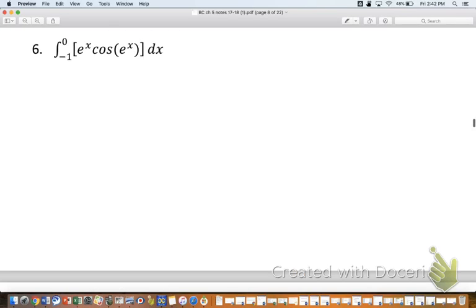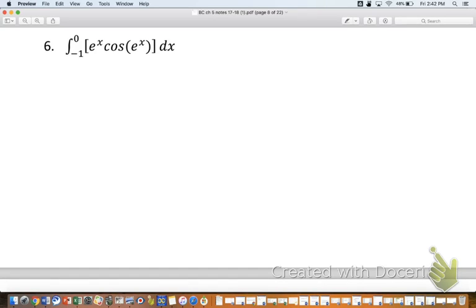Again, looks a little more complicated. But if you look a little more closely, I don't think I would do u sub here. I'm simply going to look at this and say, what's the derivative of the inside? The derivative of the inside is just e to the x. And look, the other factor is e to the x. So this has been perfectly set up for the chain rule. U substitution would not generate any changes. And so I'm simply going to write down my antiderivative as sine of e to the x, and then evaluate from negative 1 to 0.